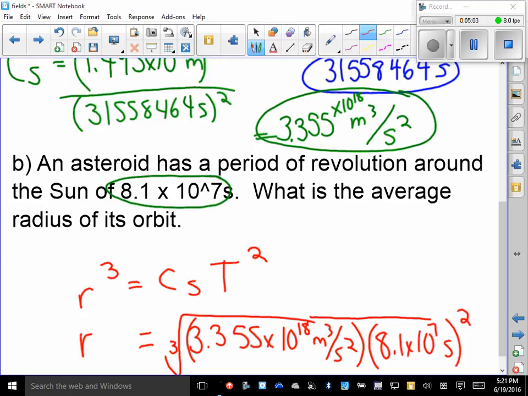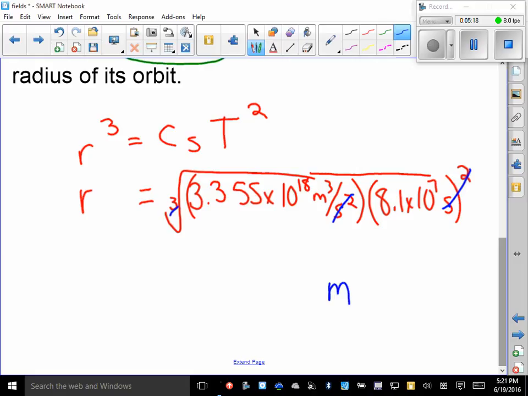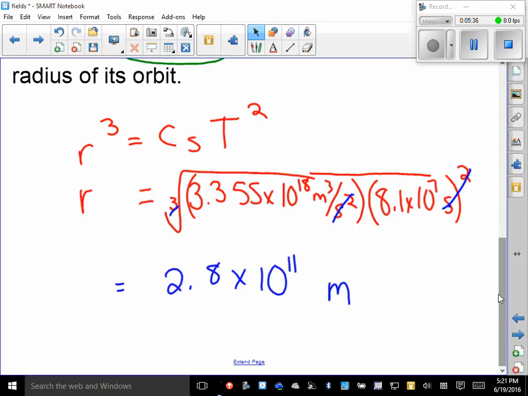Let's look at units. Here I have seconds squared divided by seconds squared. I'm left with meters cubed, but I'm cube rooting it, so I'm just going to have meters, so that's good, that my radius is in meters. So now I need to enter this information in quite carefully, making sure I'm squaring at the right point, and then when I'm all done, I'm cube rooting. When you do all that, you should get 2.8 times 10 to the 11 meters. So give that a few tries on your calculator, and if you're having trouble, I can help you out.